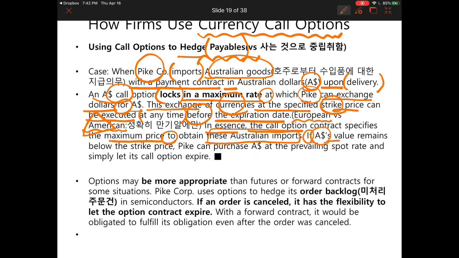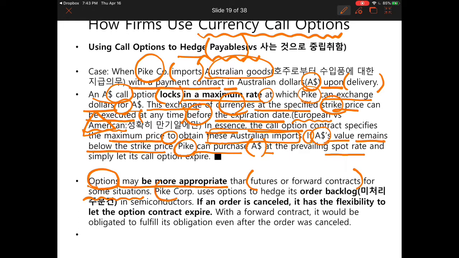If the Australian dollar value depreciates or remains below the strike price, Pi can purchase Australian dollars for the payment at the market prevailing spot price, which is lower than the exercise price. So I discard the right to exercise the call option, because that's better: I have an alternative market to purchase at a price lower than the exercise price. That's also good news to me, right? And this currency call option may be more appropriate than futures or forward contracts for some situations, not always.